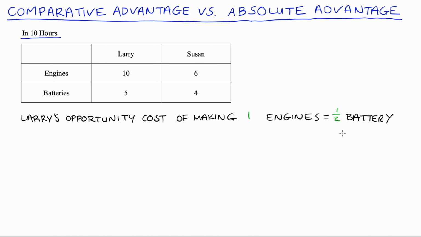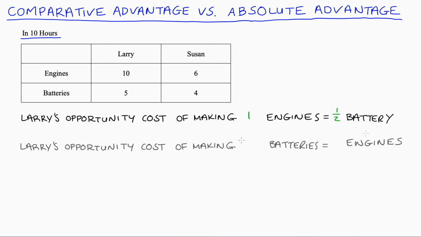Now we can do the same thing for batteries for Larry. The table is telling us that essentially the opportunity cost for Larry of making 5 batteries would be giving up 10 engines. Now, if we divide 5 by 5, that's equal to 1, but we'll divide 10 by 5 as well, and we get 2. So we see that Larry's opportunity cost of making 1 battery is equal to 2 engines.